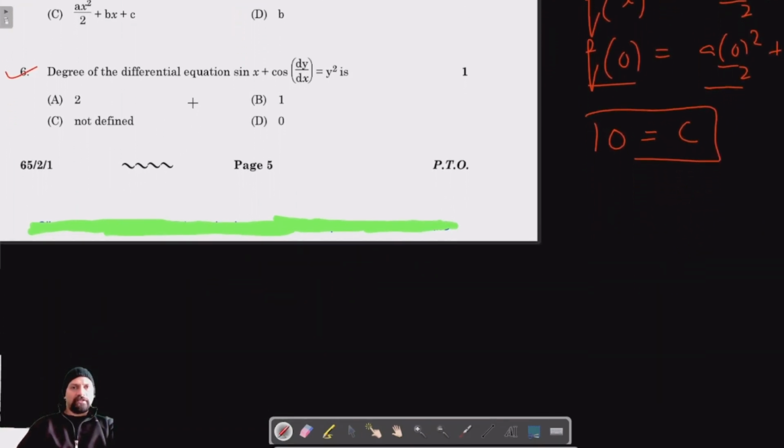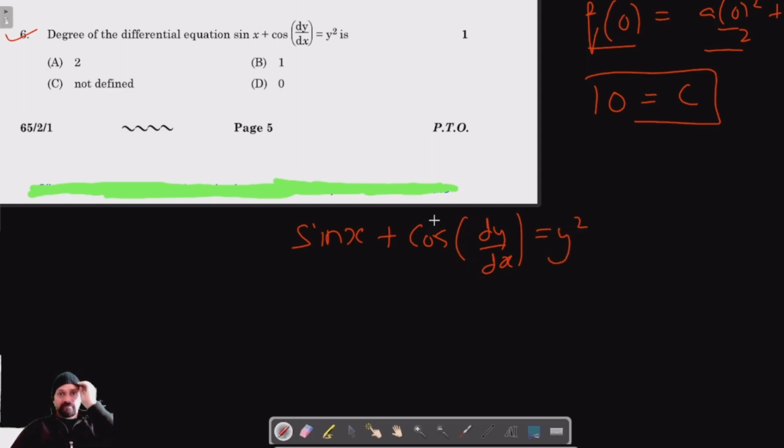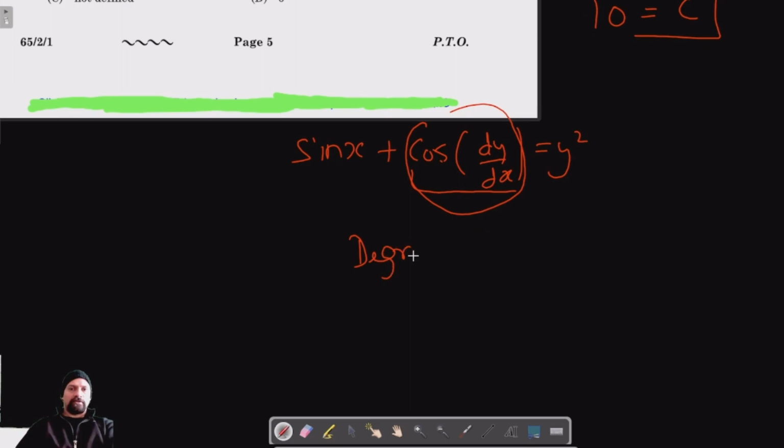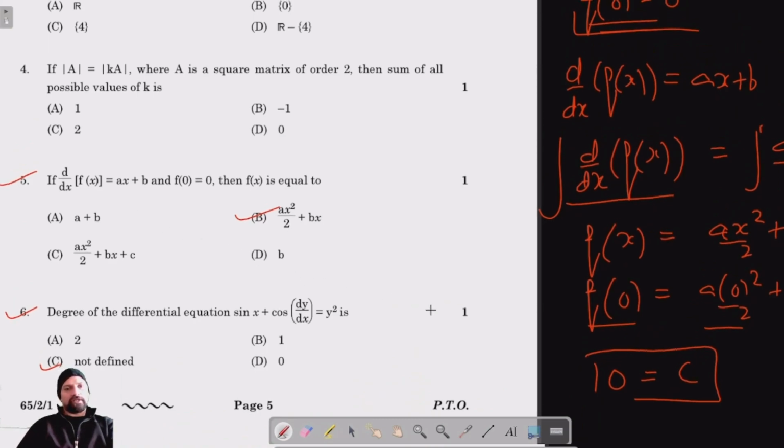Okay, for question number 6, we have to find the degree of the differential equation. Let's write it down. So this is cos of dy by dx. We do have the order for this differential equation, but the degree is not defined, because in any case we are not going to get this as a polynomial. So the order is 1, but this cos of dy by dx is not possible. So the degree is not defined in this case. And let's move on to the next page.